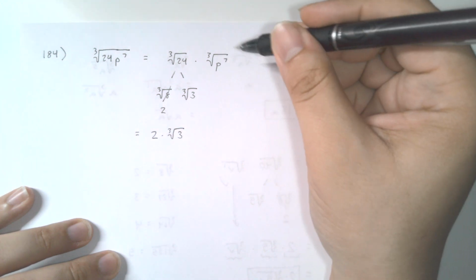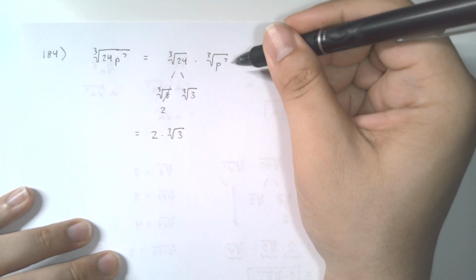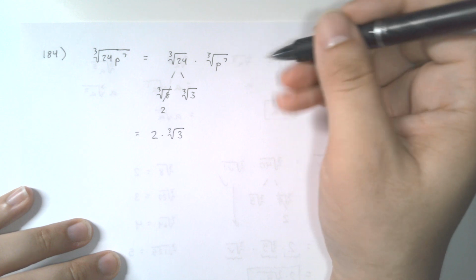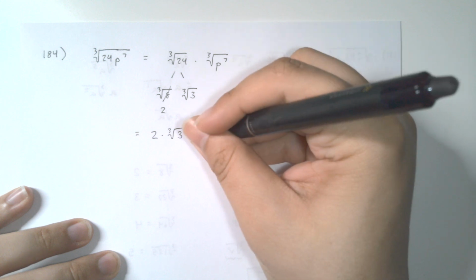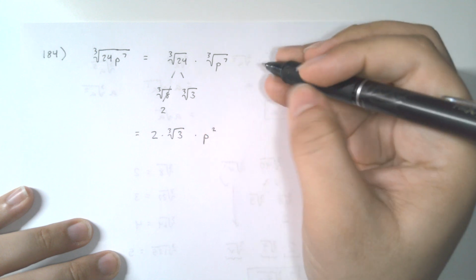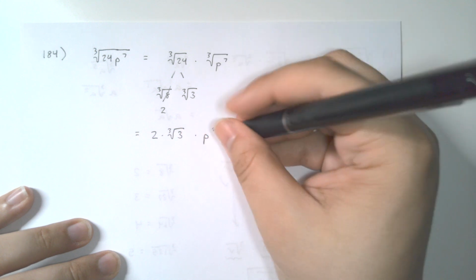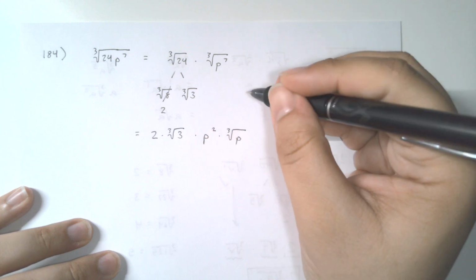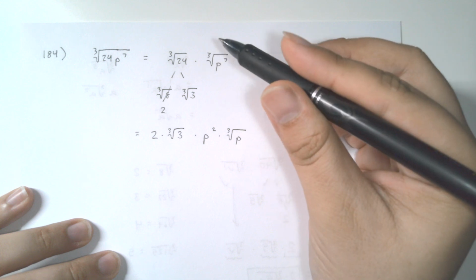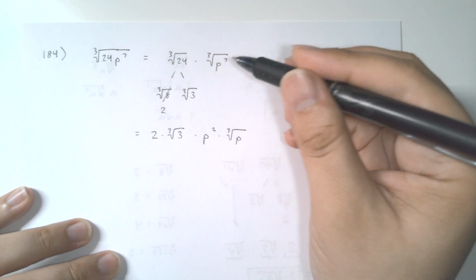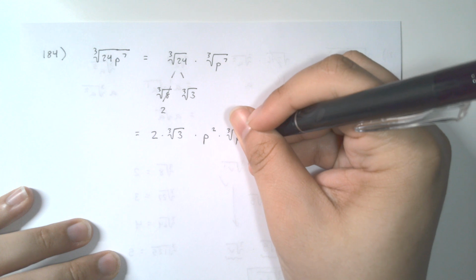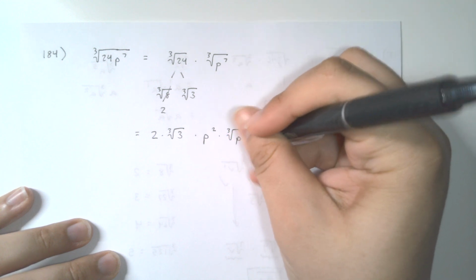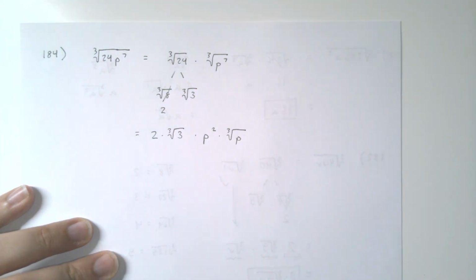And over here, we're going to ask ourselves, how many times does 3 go into 7? Well, 3 times 2 is 6. And so this is going to be p squared, because 3 goes into 7 twice, times the cube root of p to the power of whatever our remainder is. So 3 goes into 7 twice with a remainder of 1. So really, we have a p to the 1 over here. However, we don't need to write that 1 there. It's just the cube root of p.